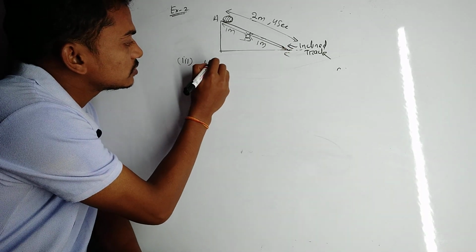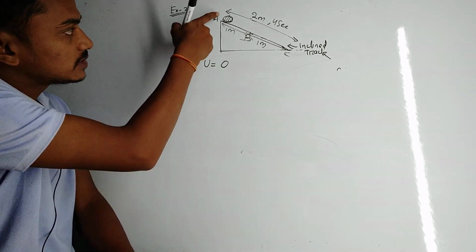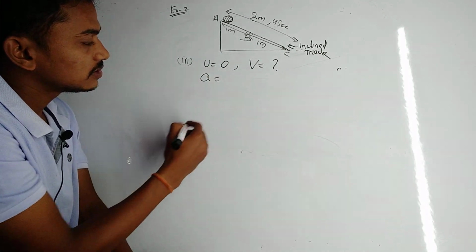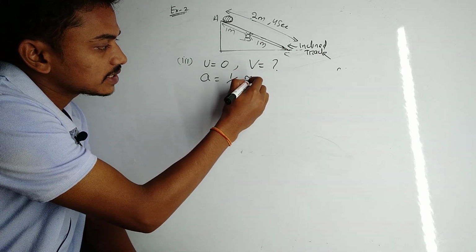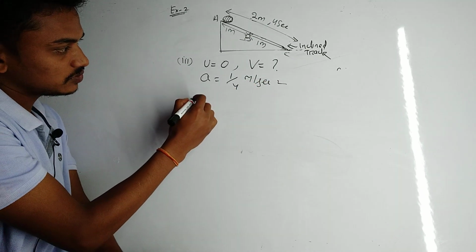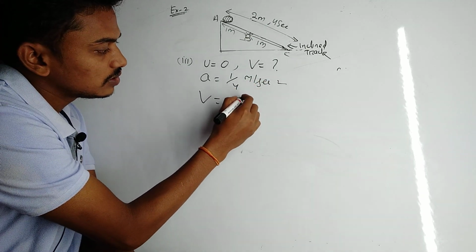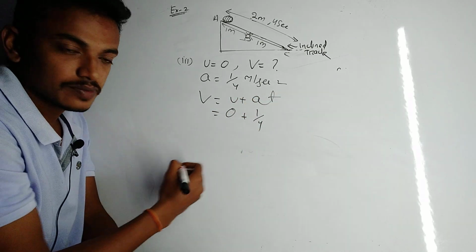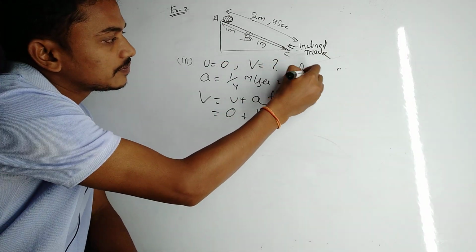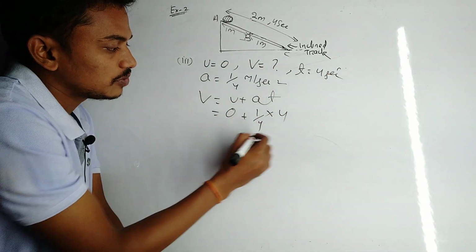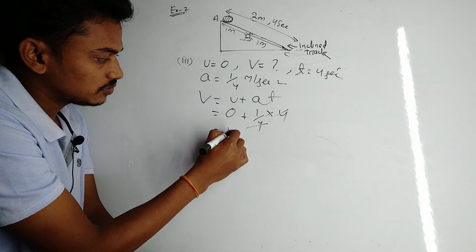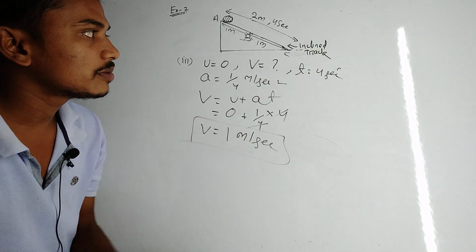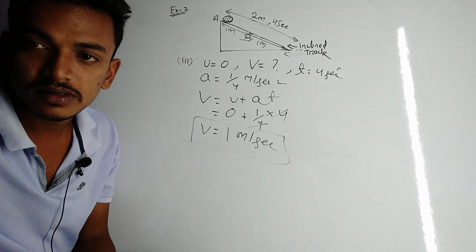So the initial velocity was 0, and the final velocity we have to find out, and the acceleration is 1 by 4 meter per second square, which we found in the first bit. So we can use the relation v equal to u plus at. Here u is 0, acceleration is 1 by 4, and the total time is 4 seconds, so 1 by 4 into 4, the 4s cancel out, so this is 1. Velocity is 1 meter per second. This is the velocity, or speed, at the bottom of the track.